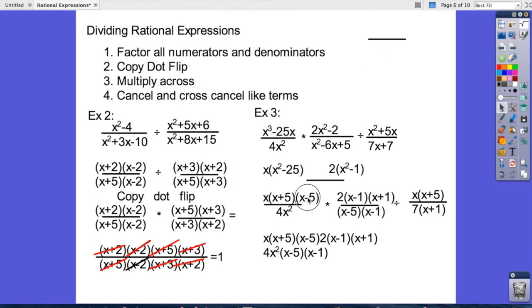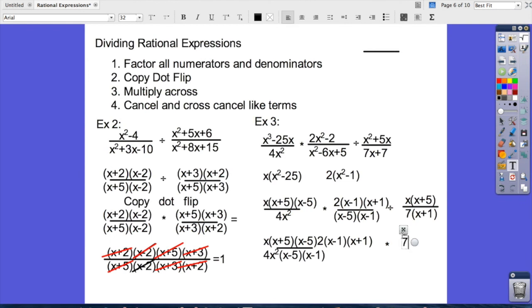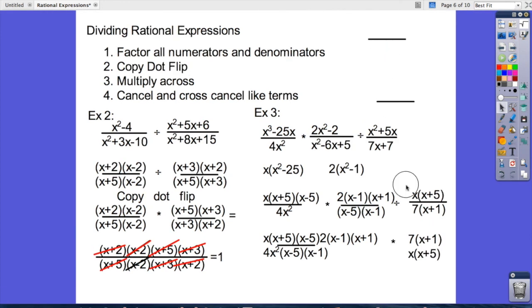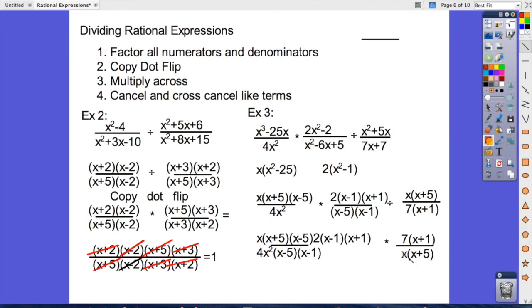Now, because it's a division sign, it's copy dot flip. So we copied the first expression, which we're just going to leave there. We're going to change the division into a dot, and then we're going to flip the entire second expression, to the right of the division bar. So we flipped it. Now, so we can save a little bit of time on rewriting it, we are going to just do some cross canceling. So if we pretended that we multiplied across, we're going to save ourselves some time from rewriting it again.